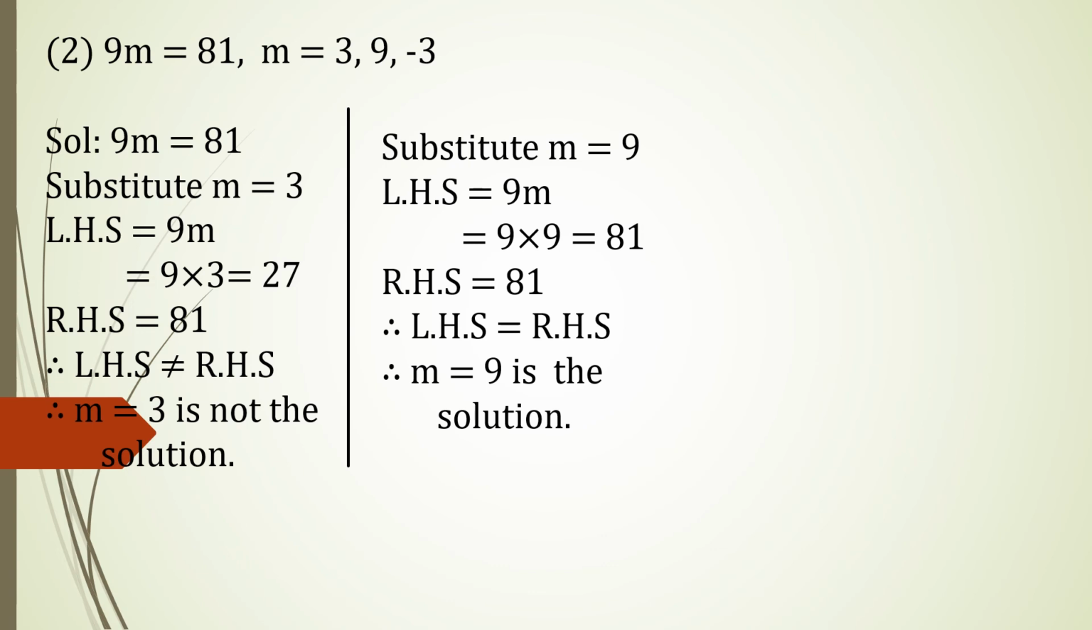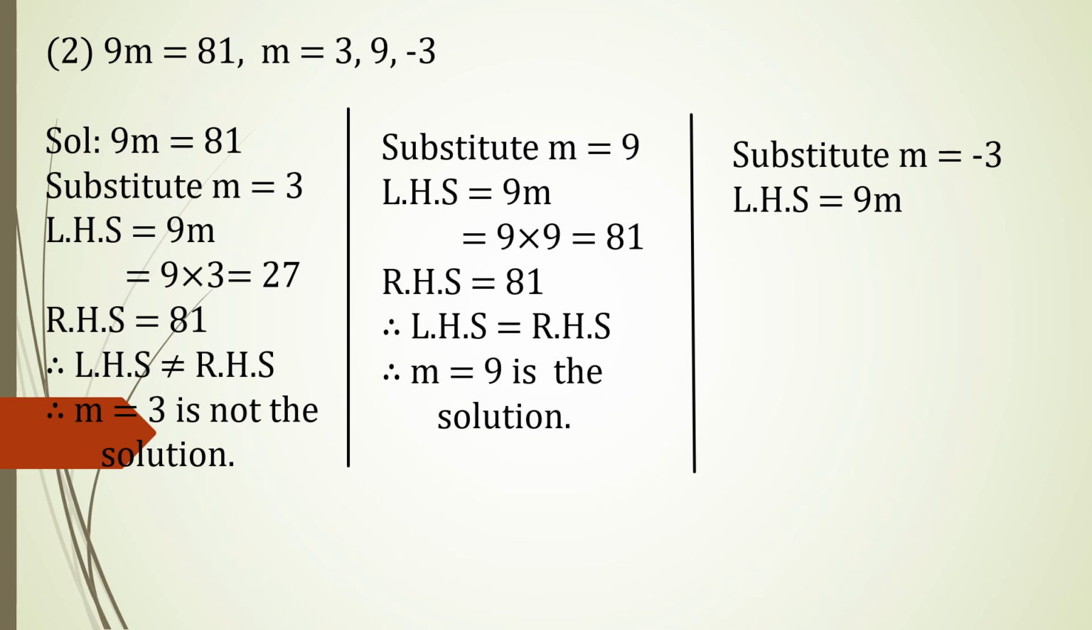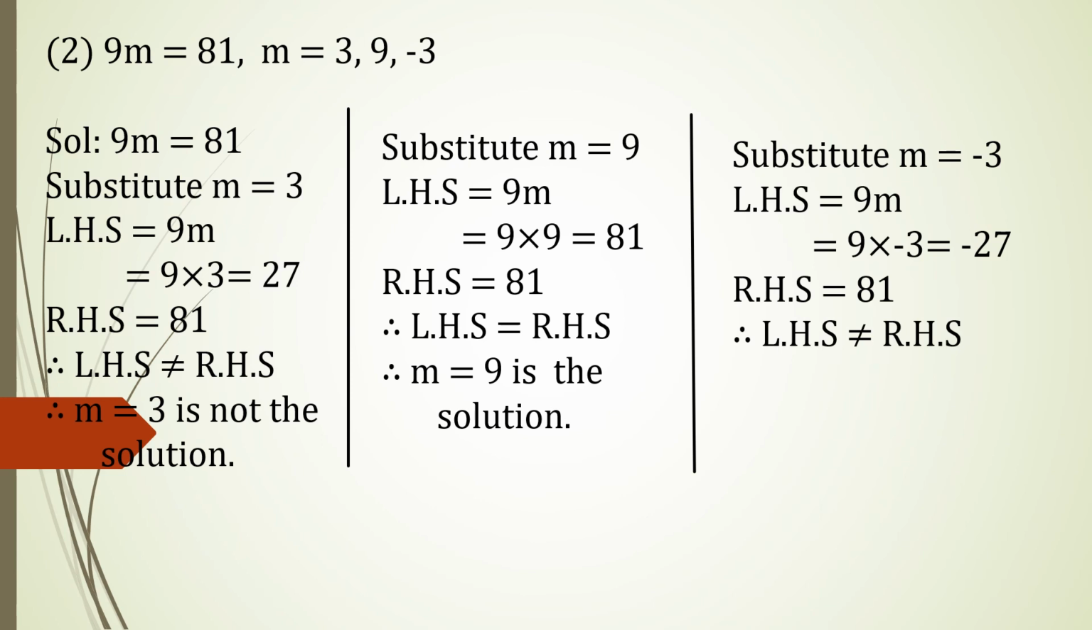Okay. Now we'll solve for m equal to minus 3 also. Substitute m equal to minus 3. The left hand side is 9m, so 9 into minus 3. Simply multiply 9 into 3, 27. But minus is there, so plus into minus is minus. So you'll get minus 27. And the right hand side, student, we have 81. So here also the left hand side is not equal to the right hand side. Therefore, m equal to minus 3 is not the solution. Okay.